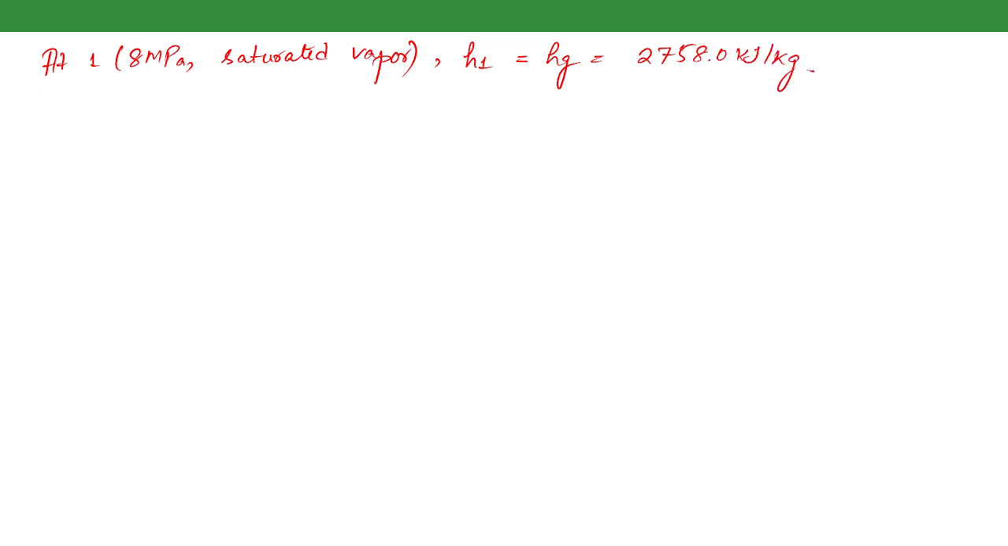Now for this ideal Rankine cycle, at state 1, that is 8 megapascal saturated vapor, the enthalpy is equal to the saturated vapor enthalpy, which will be 2758.0 kilojoule per kg, and the entropy will also be Sg, that is 5.7432 kilojoule per kg Kelvin.